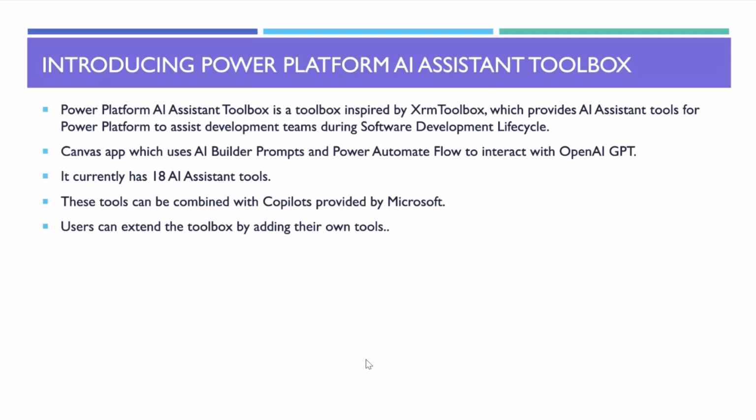So this is basically under the hood. It's a Canvas app which uses AI Builder and the prompts to interact with the GPT. Currently it has 18 assistant tools. The users can extend the toolbox by adding their own tools. I'll just quickly show you that. And this can also be combined with the copilots or agents, whatever you call, provided by Microsoft.